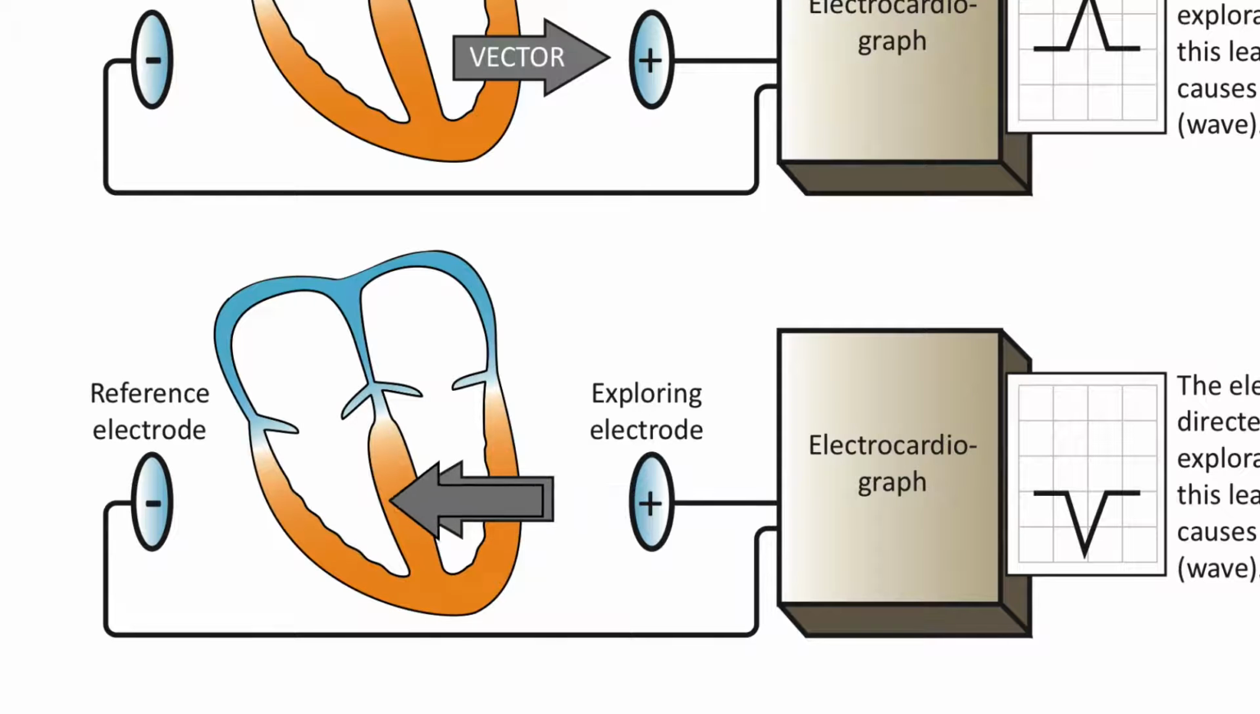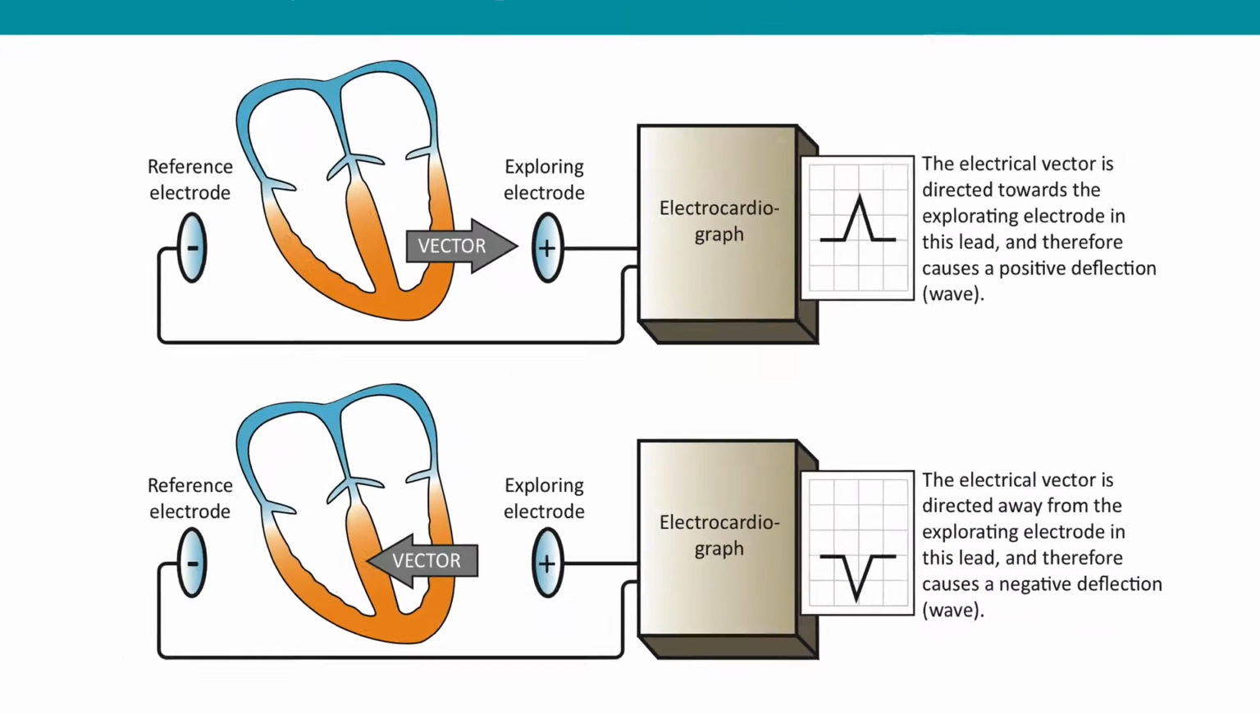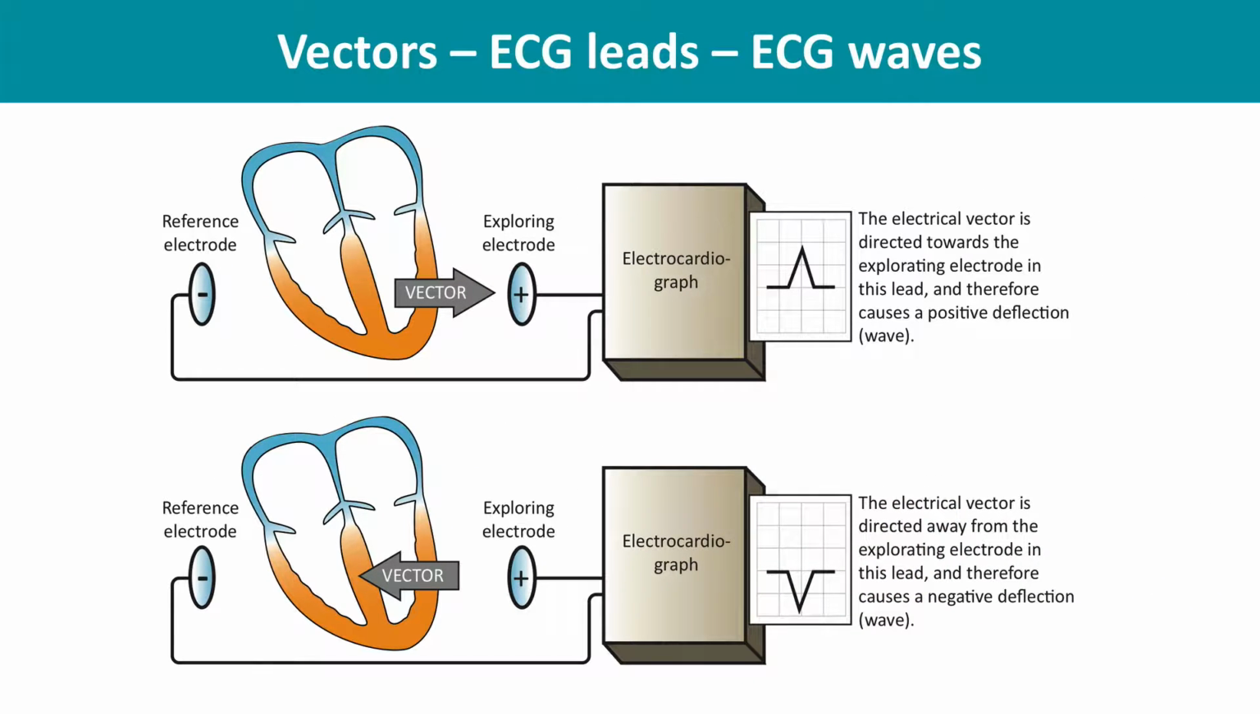If the electrical vector travels away from the positive electrode, which you can see here, it will yield a negative wave on the ECG curve. Now I want to add a few more notes. First of all, the positive electrode is often referred to as the exploring electrode, and the negative electrode is typically referred to as the reference.